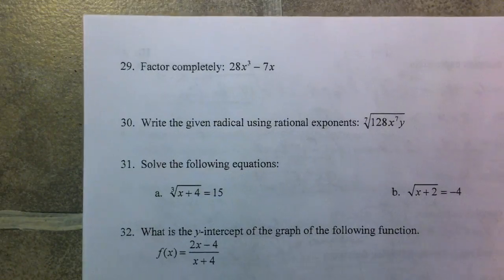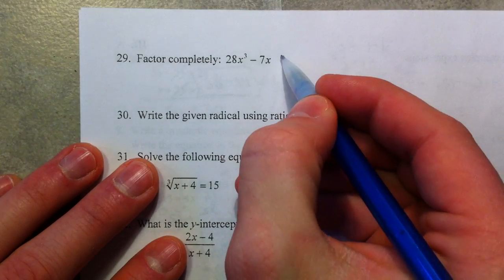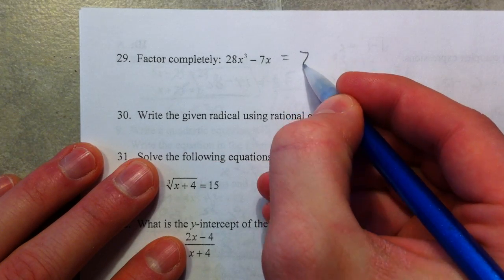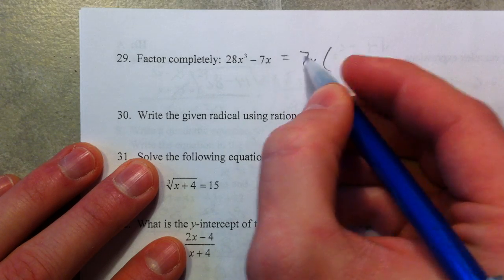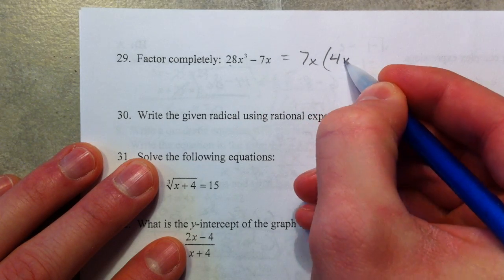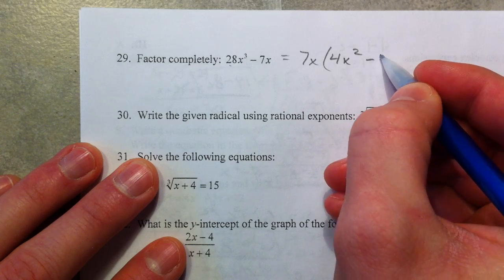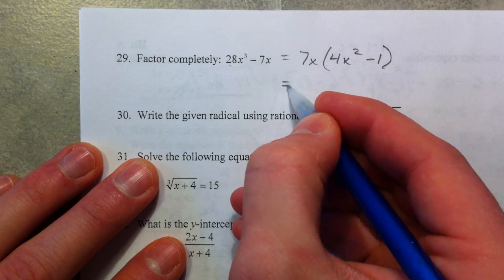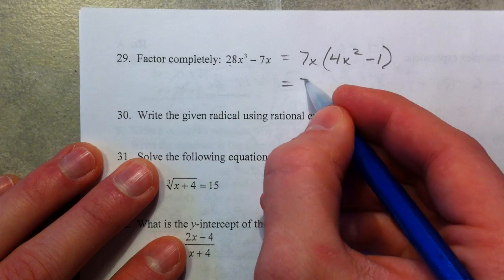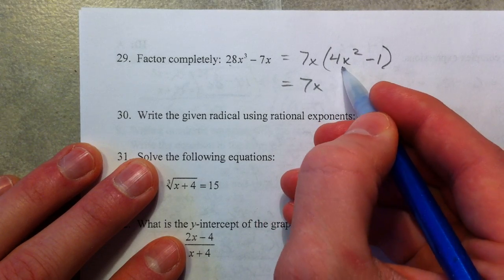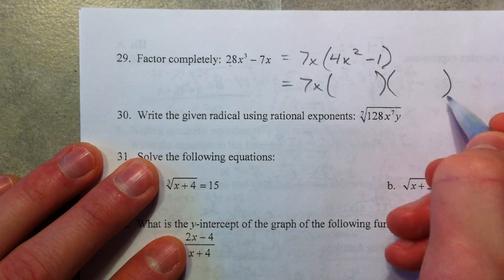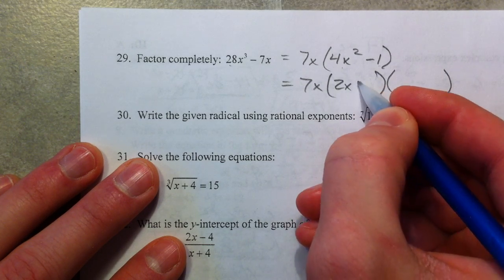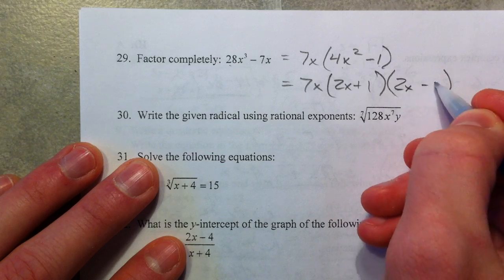Moving on. So in this one, 28 and 7 both have a 7 in them, and then they both have an x. And you're left with 4x squared minus 1 left over. And then this is a little different, but you've got the difference of squares. Something squared minus something squared. And so that's when you have the plus minus. 2x plus 1, 2x minus 1.